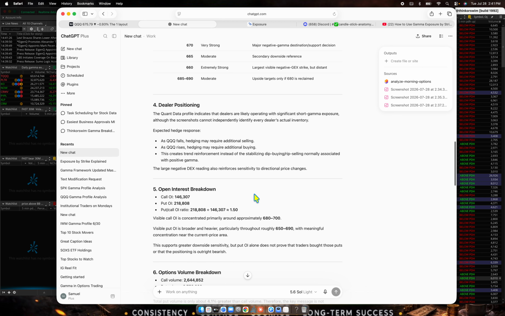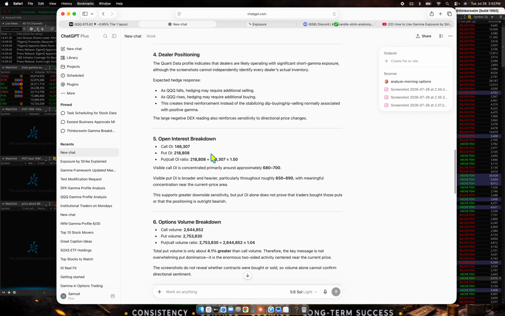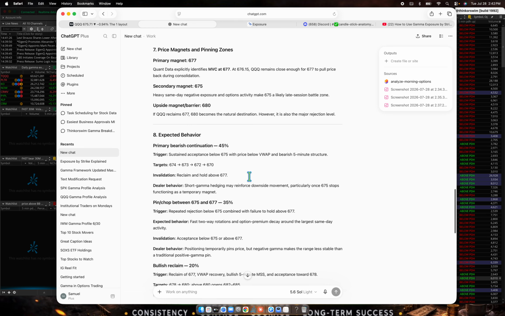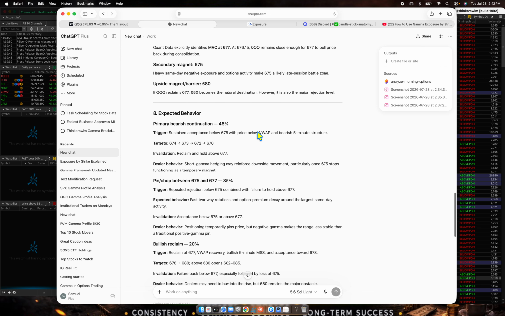Okay. It will give you the open interest, right? It will give you the options volume breakdown. It will give you the areas where price either is getting drawn to, and if it is in that situation, right, where pinning zones would be at, right? The primary magnets, your secondary magnets, your barriers, okay?